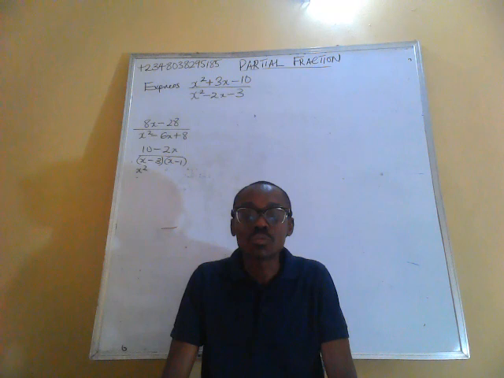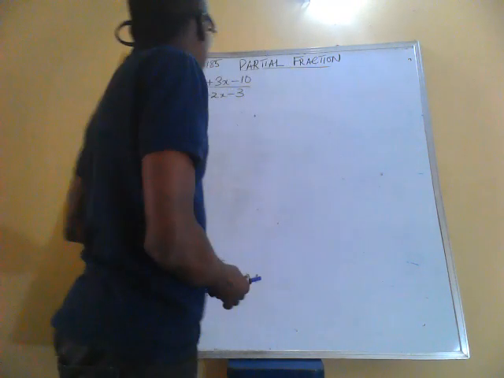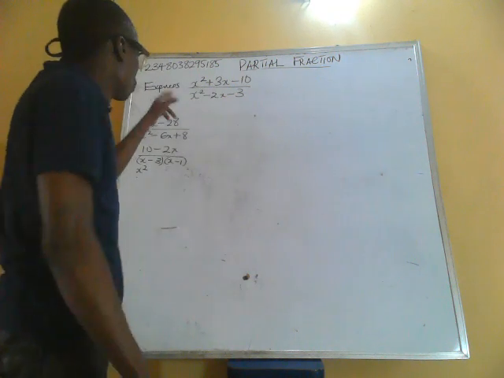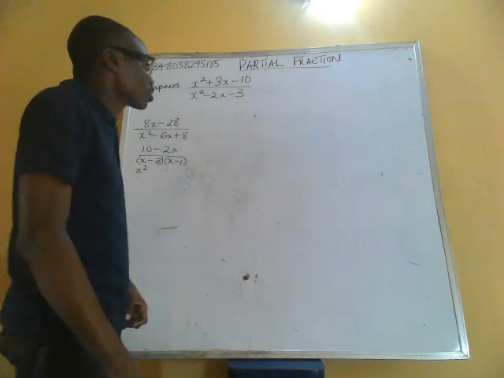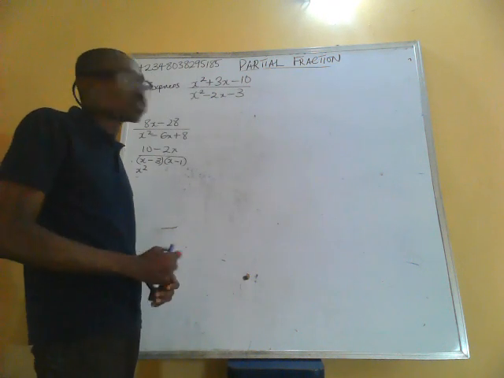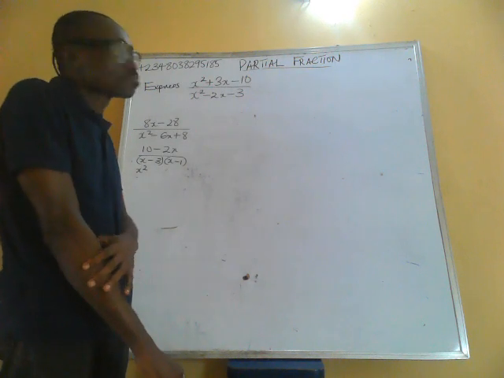So like I said, this is lesson 3, so we're going to commence right away. In this lesson, we're going to be looking at expressing x squared plus 3x minus 10 over x squared minus 2x minus 3 in partial fraction.